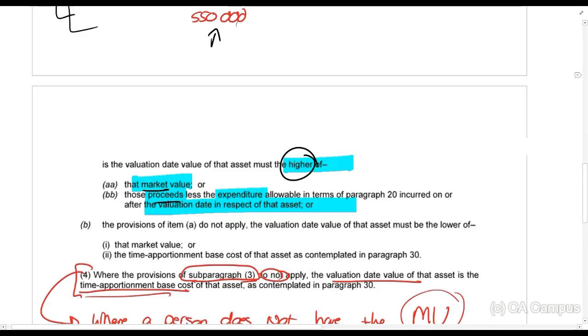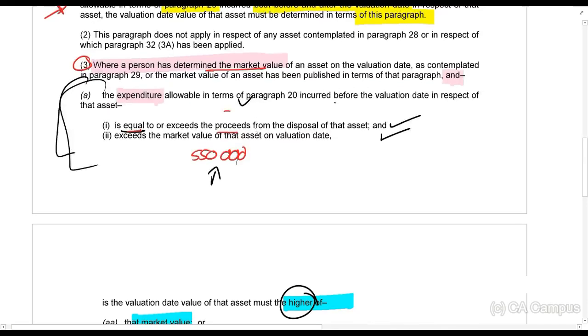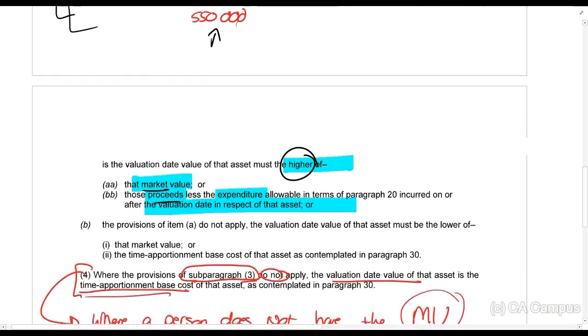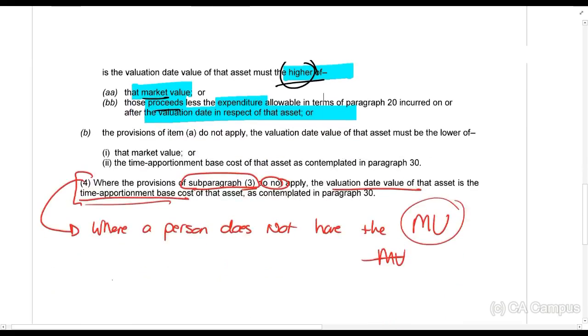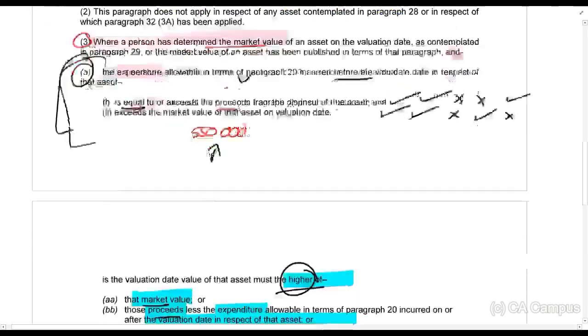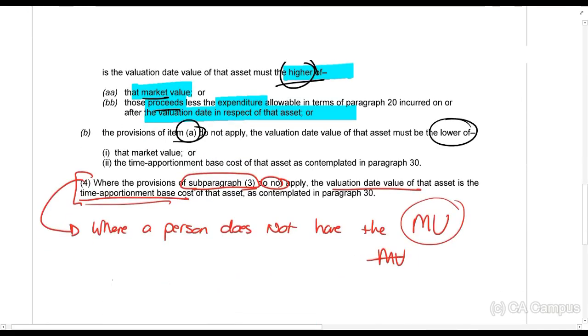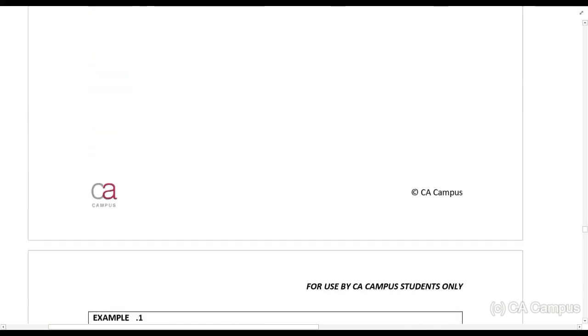Now the only thing I just want to point out to you, and you'll see it in those extra questions, you must ask, did the cost before 1 October equal or exceed the proceeds? So yes, and did it exceed market value? If you say no to both or no to one of them, then you must not use the higher of the following. Then they tell you, if the provisions of item A do not apply, this is item A, so if that does not apply, you must use the lower of market value or time apportionment base cost. And you'll see that in your additional lecture examples when you are working through it.